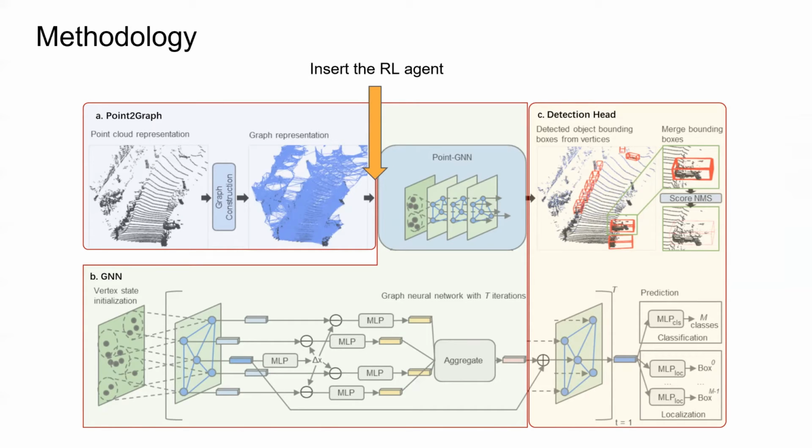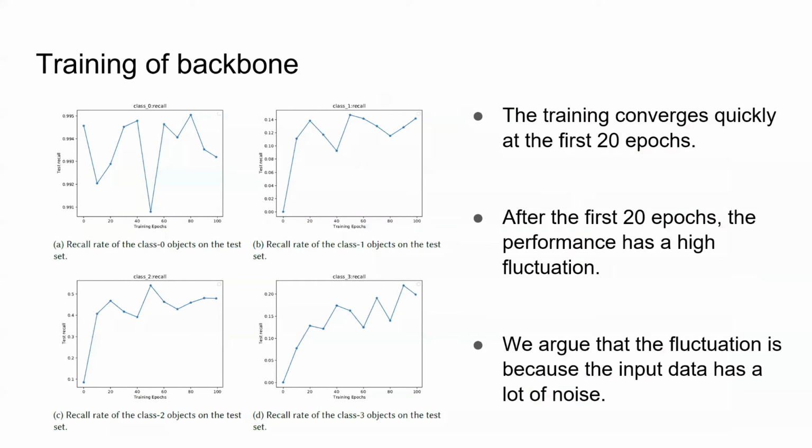To summarize our methodology, we first use the pointer GNN module to construct a graph. Then we use the GNN to learn the graph representation. And then we use the detection head to do the detection and classification. Finally, we incorporate our agent to assist the overall learning process. Now let's take a look at the results.